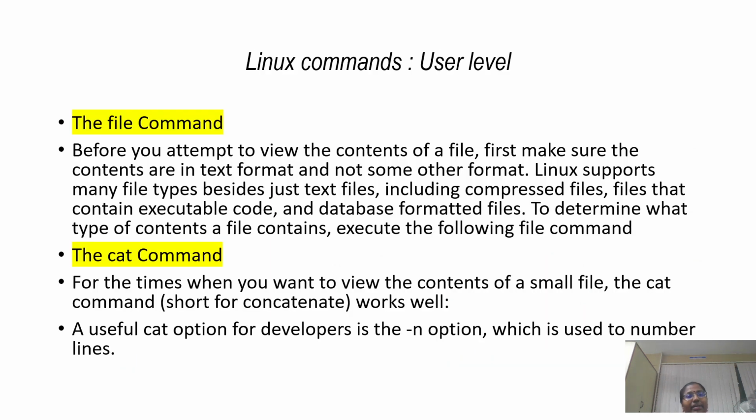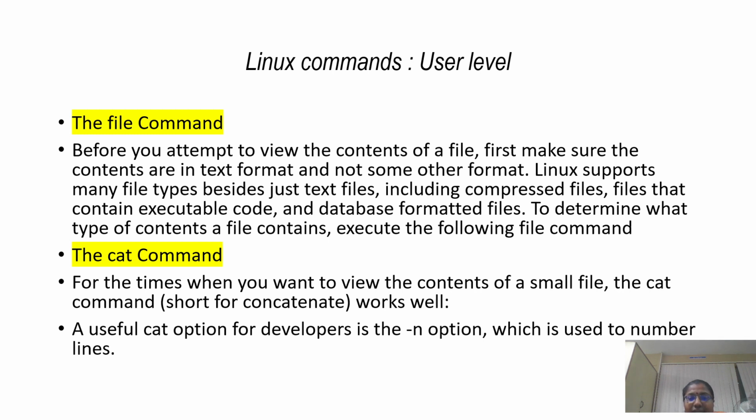Now the file command. Before you attempt to view the contents of a file, first make sure the contents are in text format or in some other format. Linux supports many file types, including compressed files, databases, and executable code. To determine what type of contents a file contains, execute the file command. Just now we had executed the cat command.